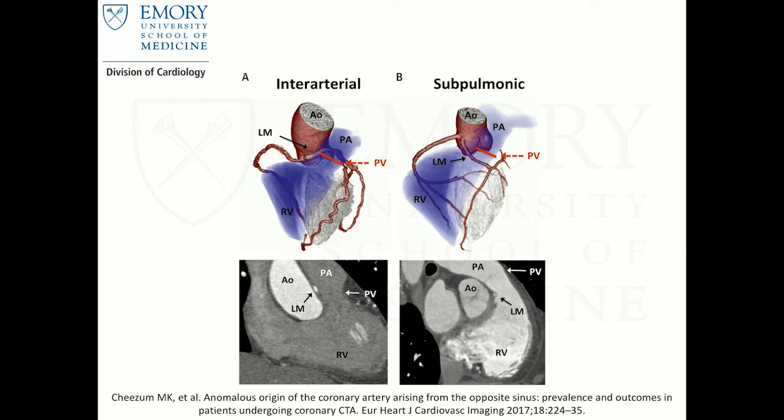This figure is just to show you in more graphic detail the difference between some of the subtypes. On the left side of your screen, above is a 3D representation, and below is the CT scan of someone with an interarterial subtype. You can see that there is an anomalous left coronary coming off the right cusp, but then traveling between the aorta and the pulmonary artery. And then on the right side, you see an anomalous left coronary that dives inferiorly and goes underneath the pulmonary valve.